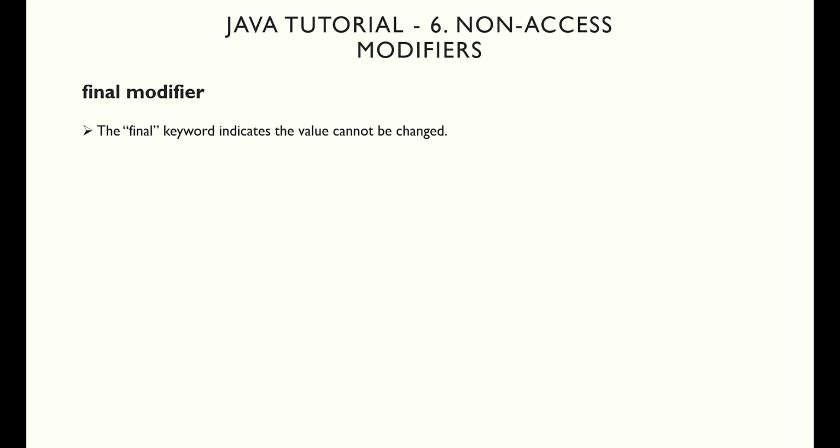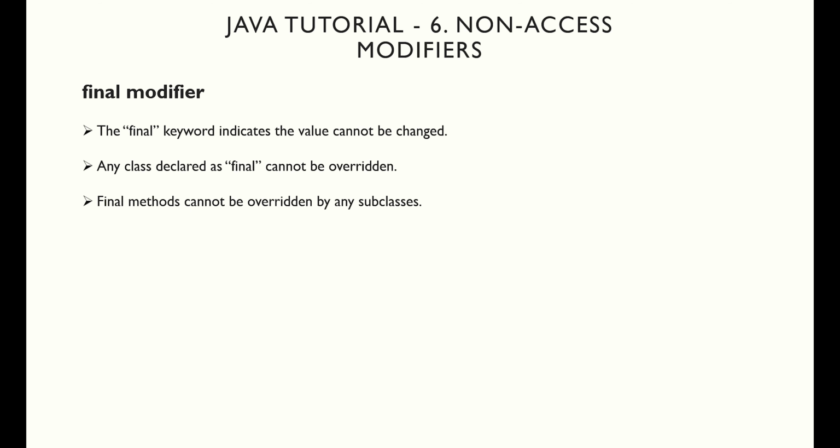Final modifier. The final keyword indicates the value cannot be changed. The final modifier can be used in Java for classes, methods, variables, and method arguments. We cannot have a constructor as final in Java. Final classes. Any class declared as final cannot be overridden, meaning it cannot be extended. So, when we don't want the class to be inherited, a final class is used.